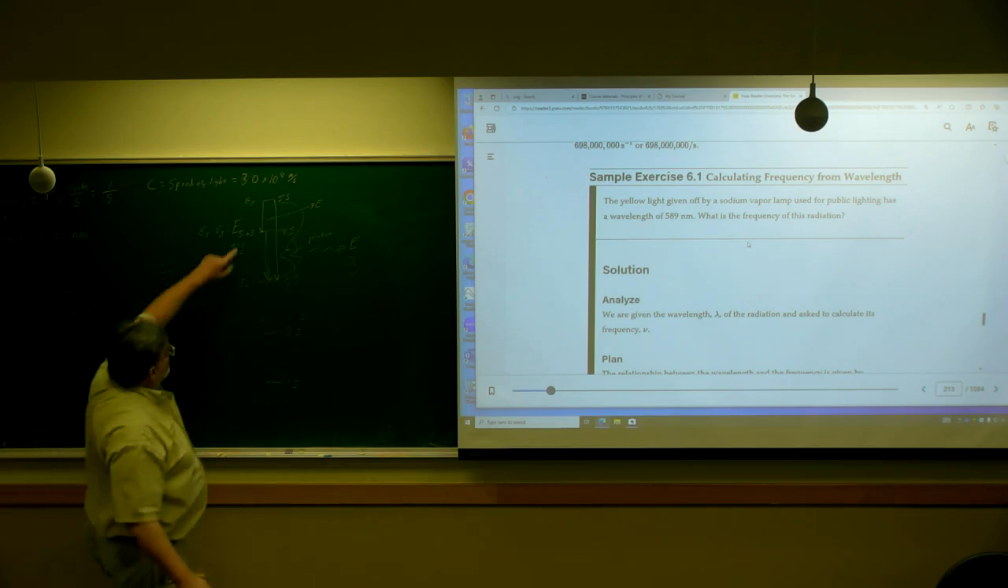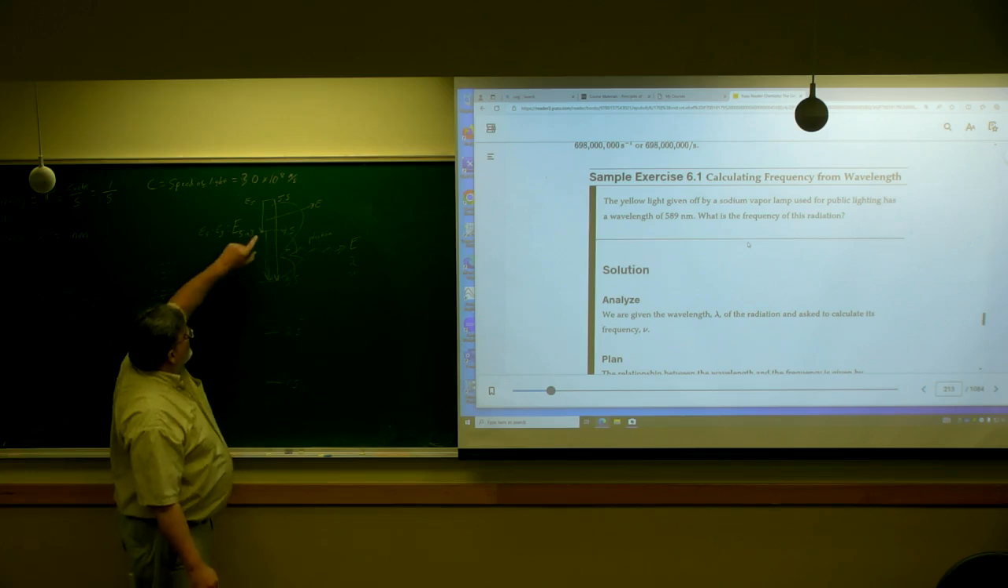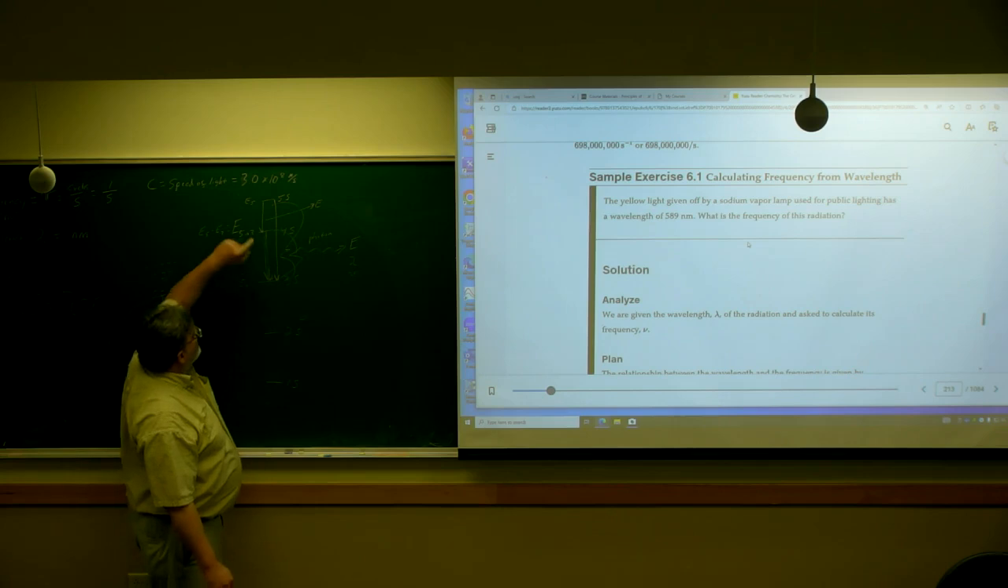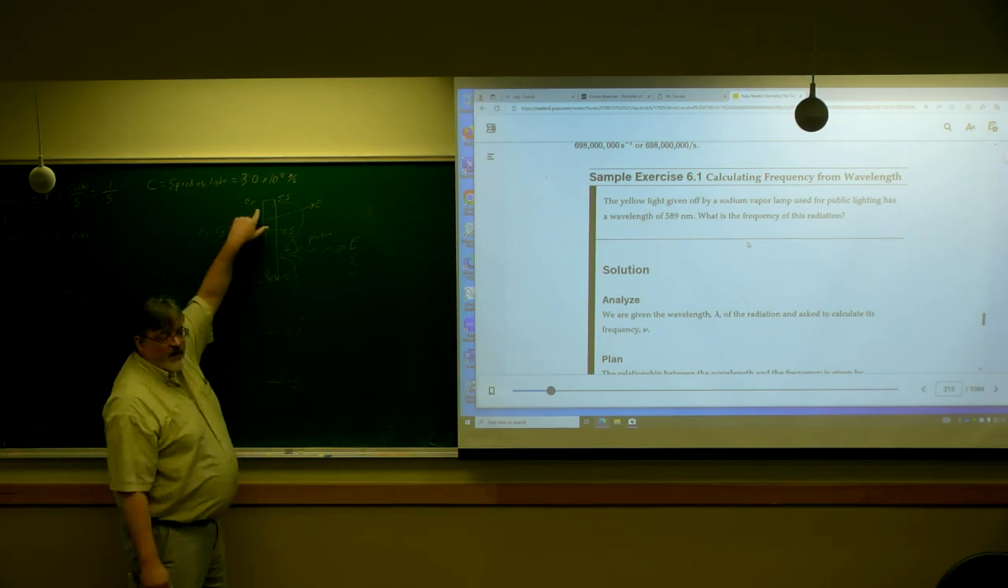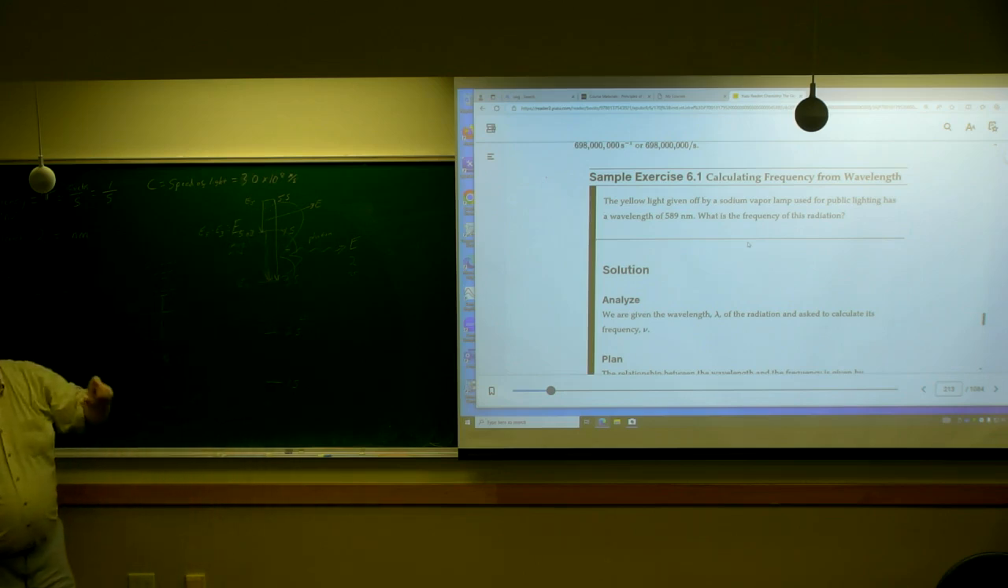It's not necessarily 5 to 3. It could be 4 to 3. It could be 7 to 5. Any of these where it comes down, it's going to emit a very specific frequency, a very specific color. It just so happens that yellow is the strongest. So when you do this to sodium, it's going to look yellow.